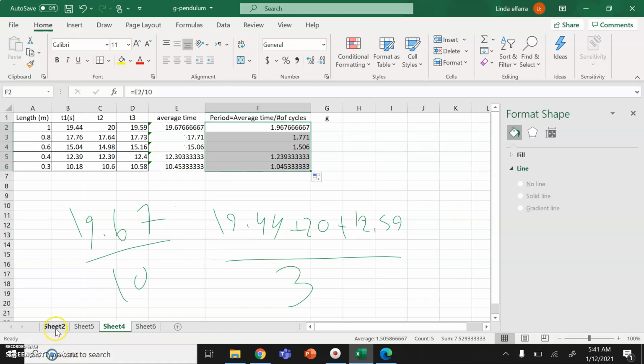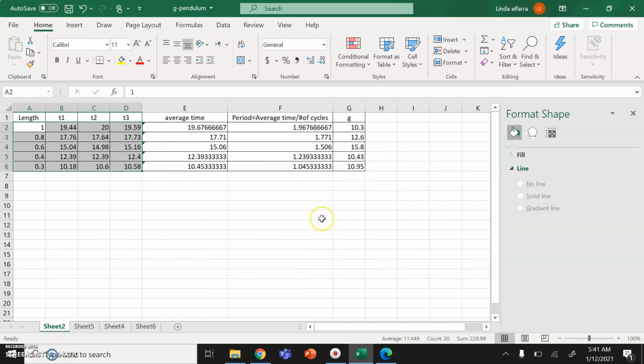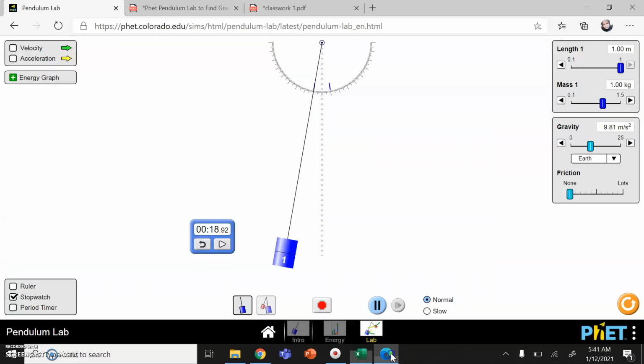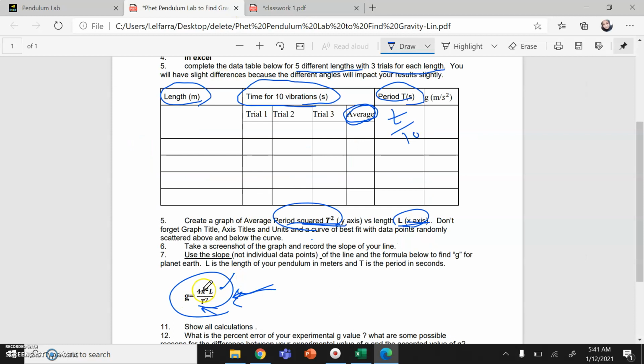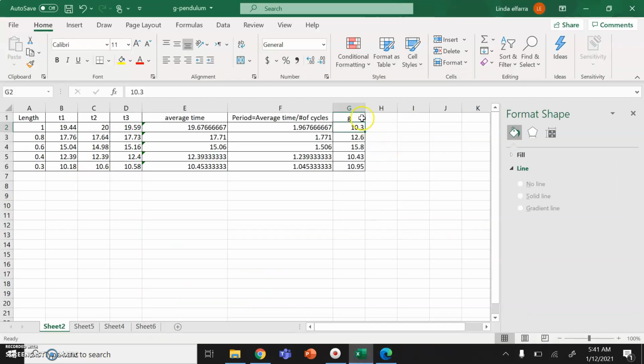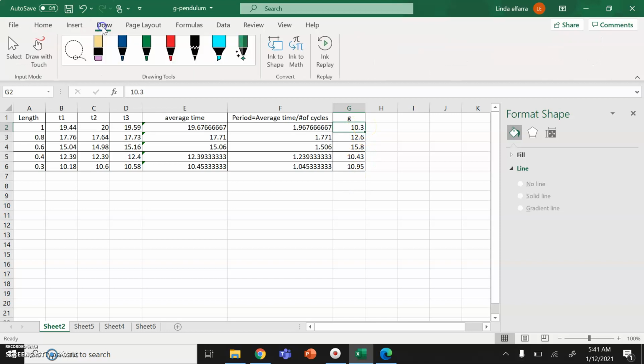After you did the experiment, you have to make sure your calculation is correct. You calculate the value for g. How are you going to calculate the value of g? From this equation: 4 pi squared L divided by T squared. I got different values. This one is fine because we know the value for g is 9.81. But these two values are not good, so I have to repeat the experiment. Actually, these are bad.